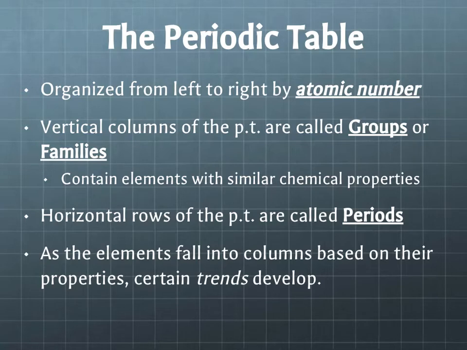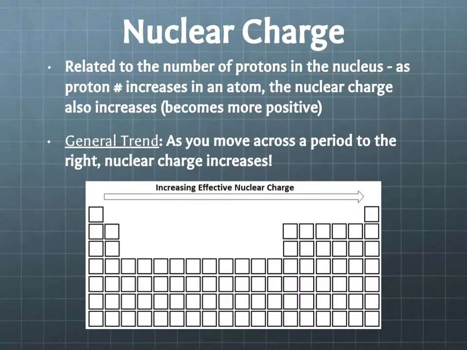But what is always true is that the atomic number is increasing by 1 all the way across the periodic table. The other thing that we learned last unit was about what our groups are and what our periods are. The groups are the vertical columns 1 through 18, and your periods are the horizontal rows 1 through 7. And where the element falls on the periodic table, specifically which column it is in, is where we can see different trends developing. So the first thing we're going to talk about is nuclear charge.